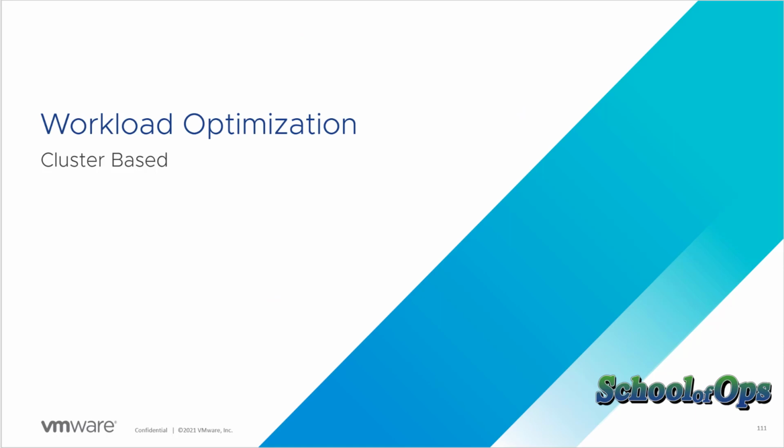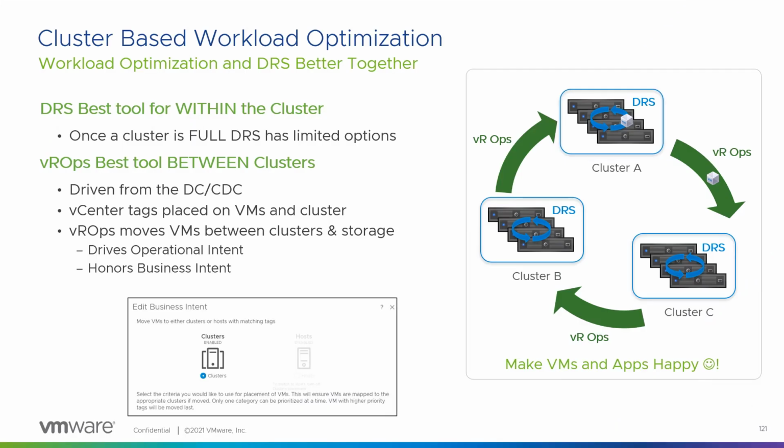Okay, so let's move to the next step, which is there are two forms of workload optimization. There is cluster-based, really simple to understand, and host-based, a little more complicated. But we're going to talk about both, and I'm going to give you a real easy example of both of them that you can use to show and explain to other people. So let's start with the easy one, the cluster-based workload optimization. Cluster-based workload optimization is about moving workloads between clusters. That's it. That's the value it brings.